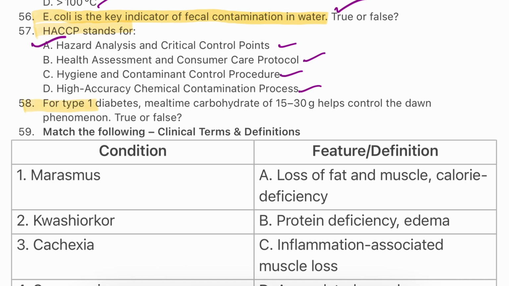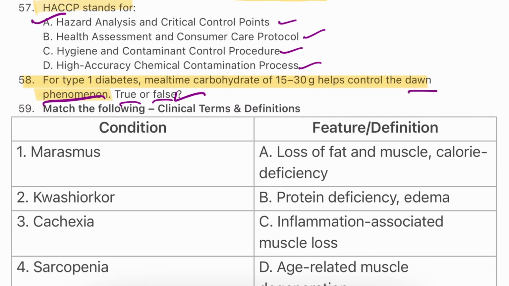Question number 58. For type 1 diabetes, mealtime carbohydrate of 15 to 30 grams helps control the dawn phenomenon. True or false? Here the answer is false. The dawn phenomenon is nothing but a rise in blood glucose levels between 3 to 8 am due to natural hormone changes. Increased growth hormone, cortisol and glucagon reduce insulin sensitivity, leading to hepatic glucose release. This is managed by adjusting basal insulin, evening medications like metformin, or using a closed loop insulin pump. This is commonly seen in type 1 and type 2 diabetes cases.